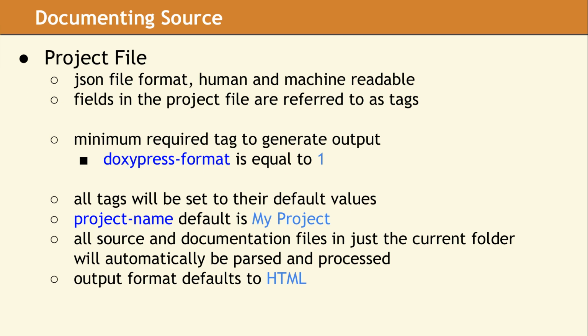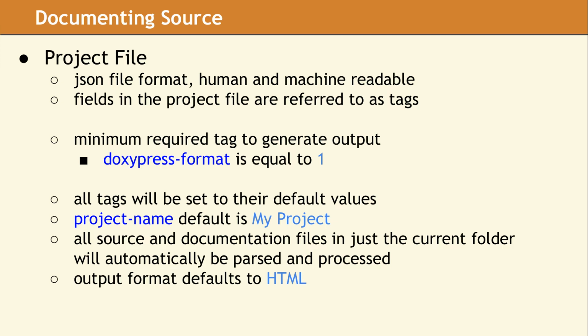In order to run DoxyPress, you must pass it the name of a valid JSON project file. This file contains the settings or fields, which we refer to as tags. The only tag which must appear in this JSON file is the one for the DoxyPress format, which is a version number. Currently, this value must be 1. However, it may be updated in the future. All of the other tags in the JSON file are optional, and their default values will be used by DoxyPress.